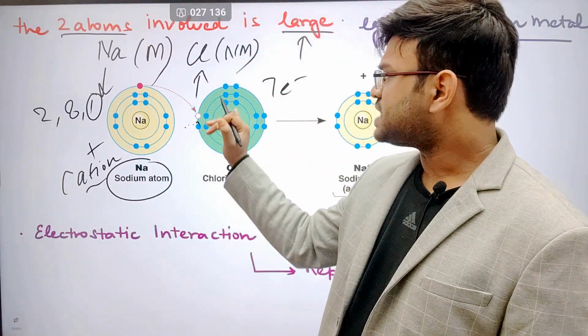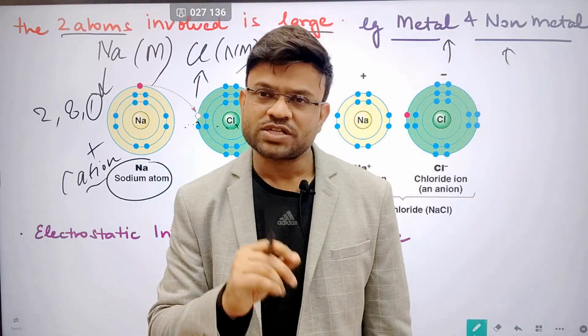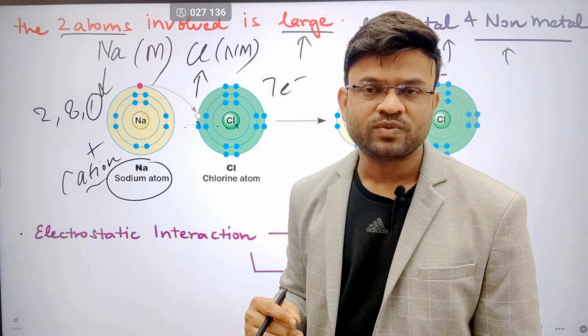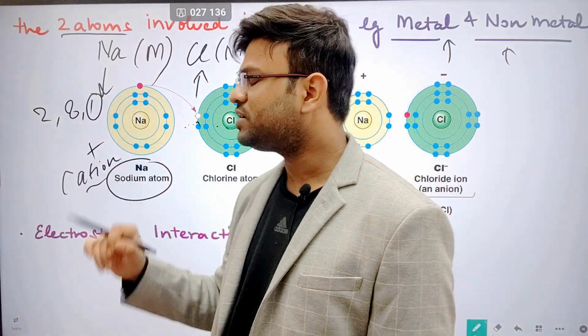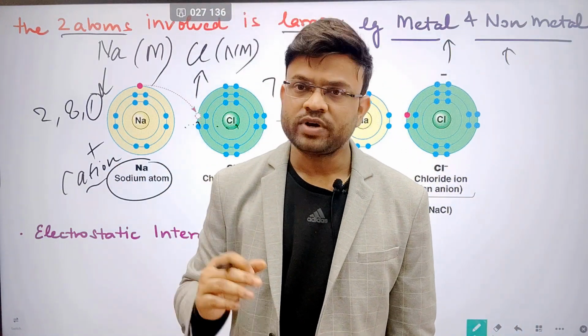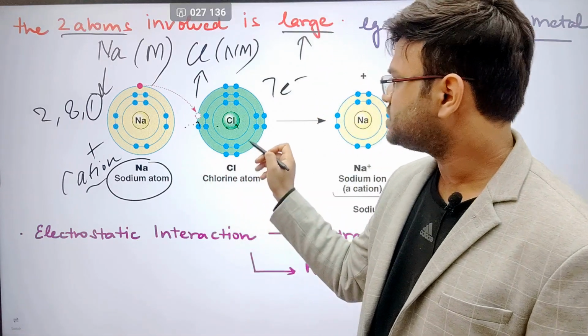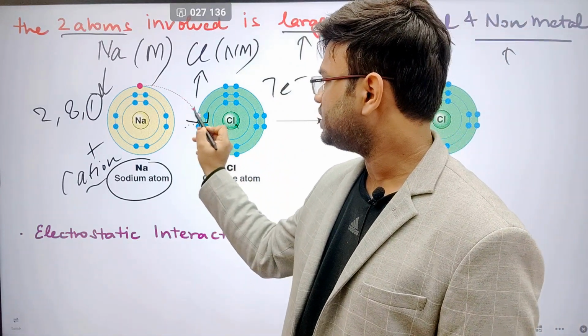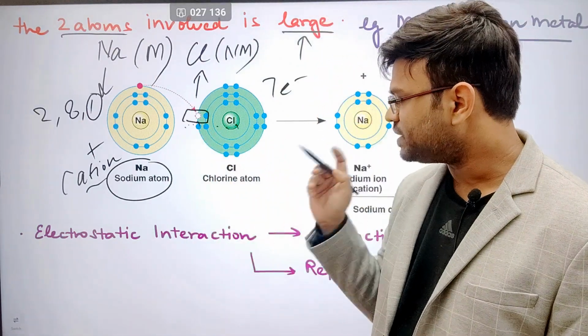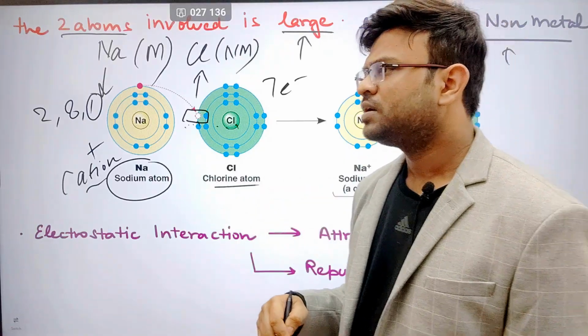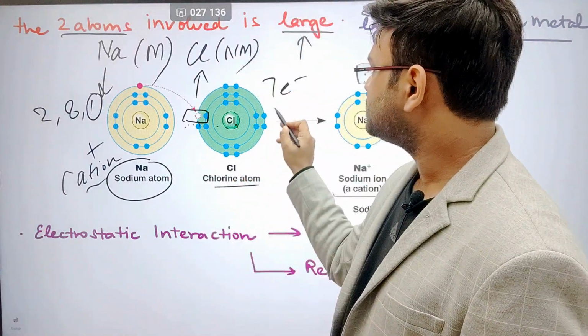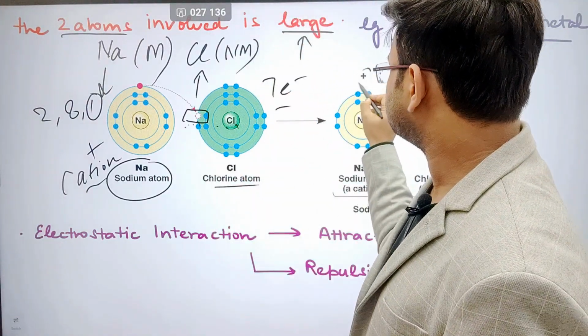So since it already has 7 electrons, it requires 1 more electron, and where does it get this electron from? It gets it from the sodium. Sodium donates 1 electron and it is received by chlorine. You can see over here that 1 electron is received by the chlorine atom. Because of this, the chlorine becomes negatively charged and sodium becomes positively charged.